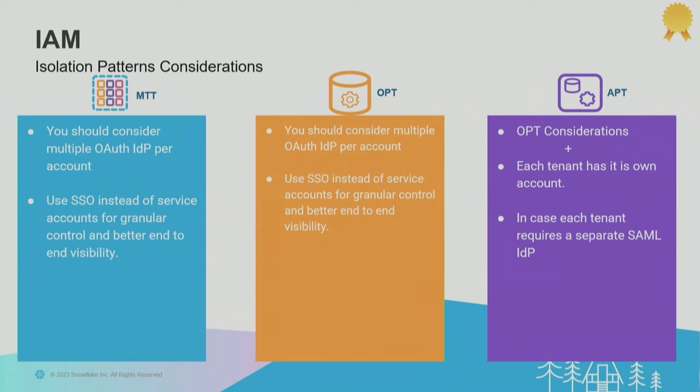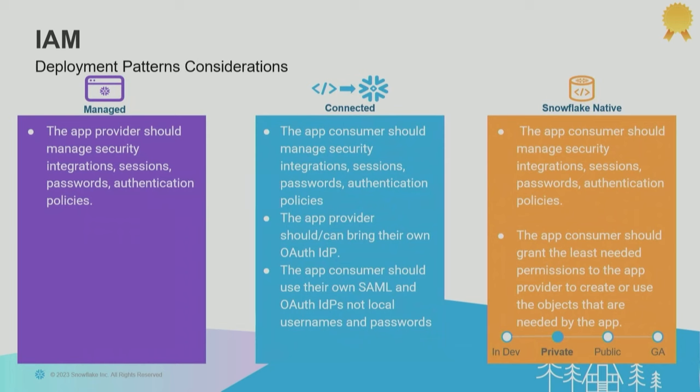So just summarizing in terms of isolation patterns, you should bring your IDP for OAuth in both scenarios, for MTT and OBT. SSO is highly recommended over service accounts if you want better granularity and end-to-end visibility in both scenarios. And for deployment patterns, just like network policies, the app provider is responsible for setting up security integrations and all the policies that we talked about: password, session, and authentication. Whereas in connected apps, the app consumer is responsible for that. And they also have to set up their OAuth IDPs as well as SAML IDPs if they have one.